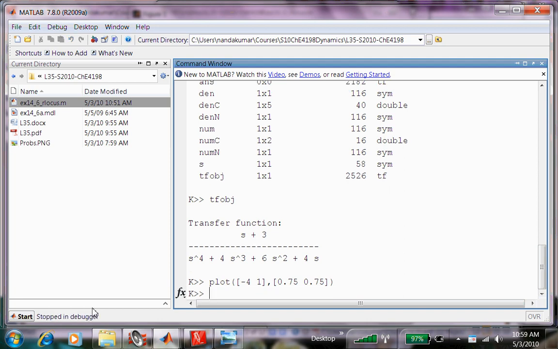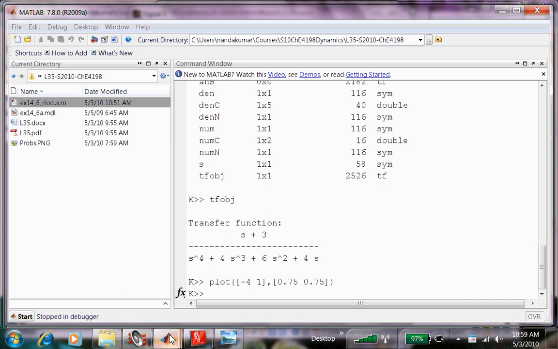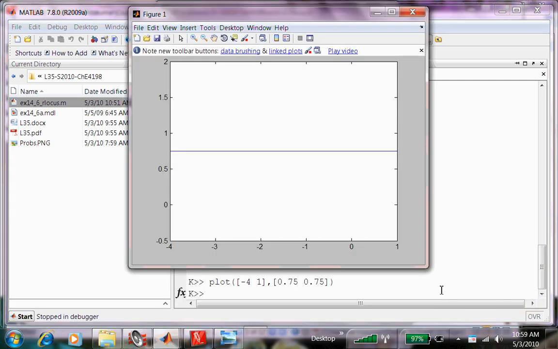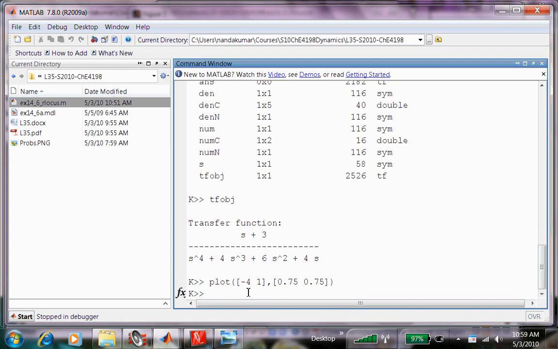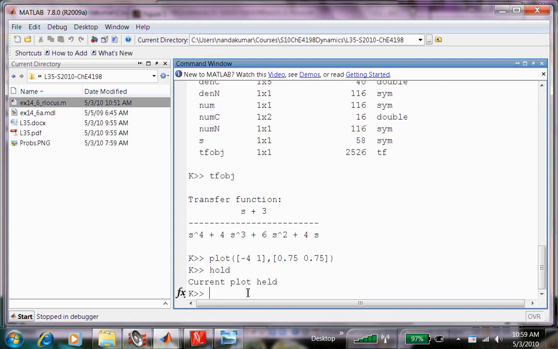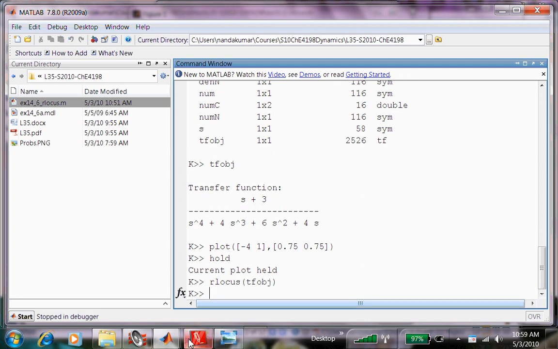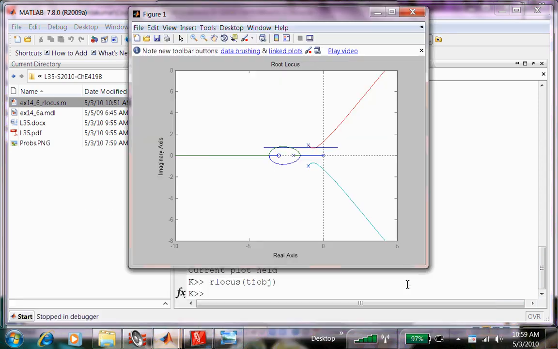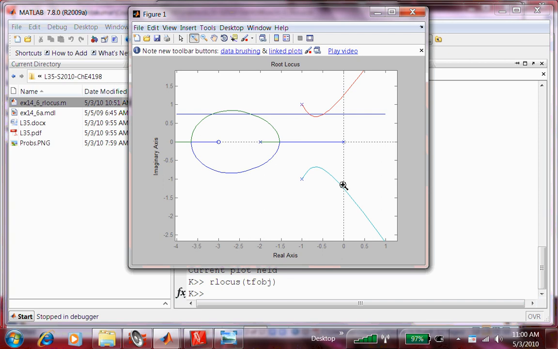Oops, I made a mistake. What mistake did I make? I drew that line, but I lost the previous one. Okay, let me hold on. And then R locus. So all I've done is to help my eye, I've just drawn a line where the imaginary part is likely to be 0.75. I'm drawing it up now.